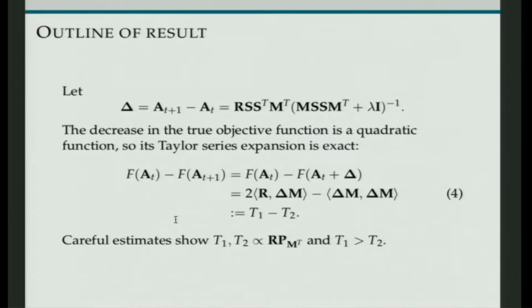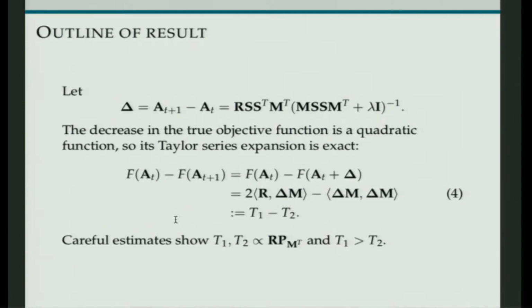So the idea is you can compute this delta, your change from your previous A to your next A. It's just your solution to that sketched ridge regression problem. So you sketch and regularize your Hessian here, and you sketch your gradient, and then it's your gradient times the Hessian inverse. Now the true objective function is a quadratic function, right? It's just the Frobenius norm. So its Taylor series is exact. You just have a linear term and you have a quadratic term.